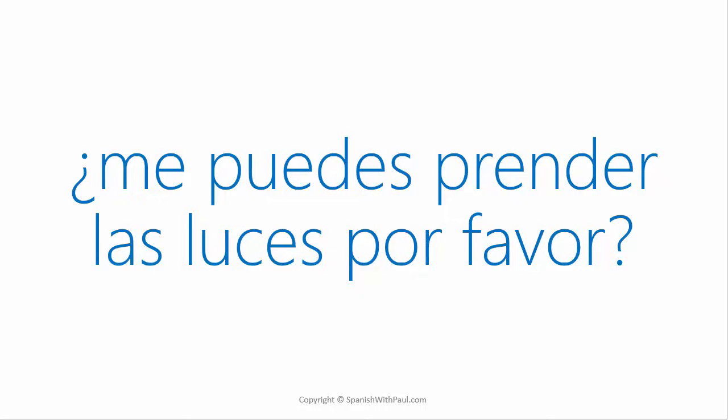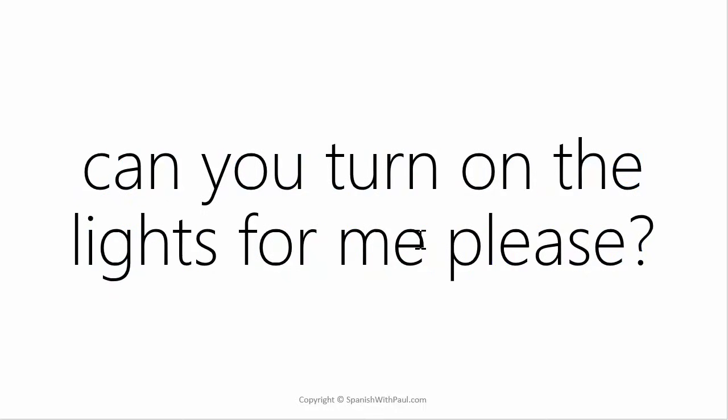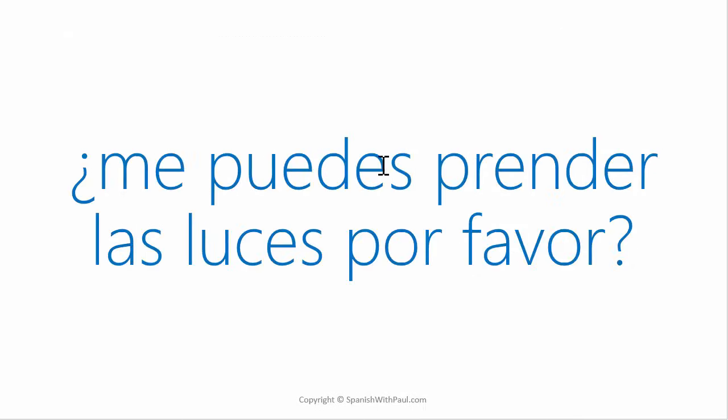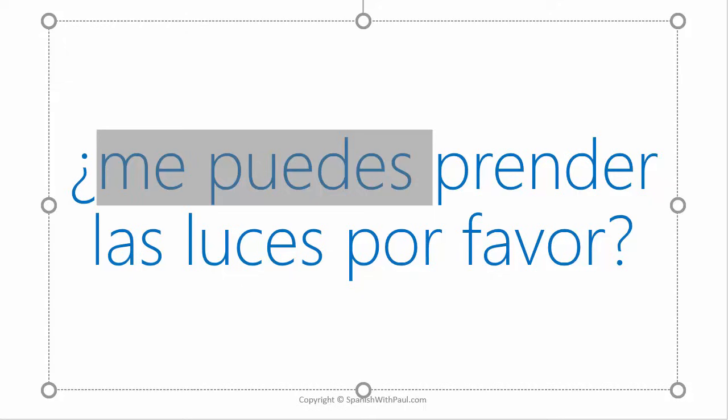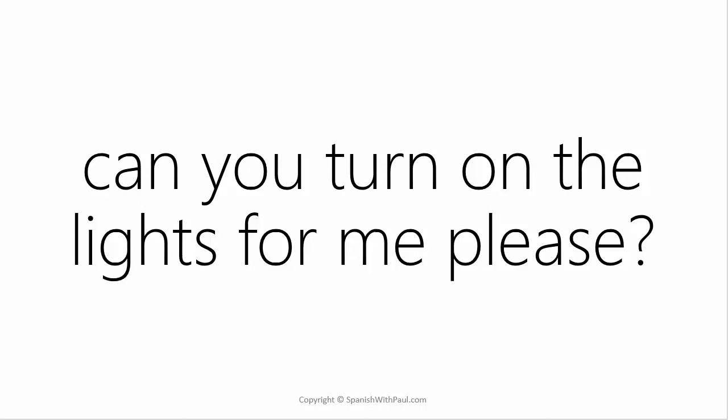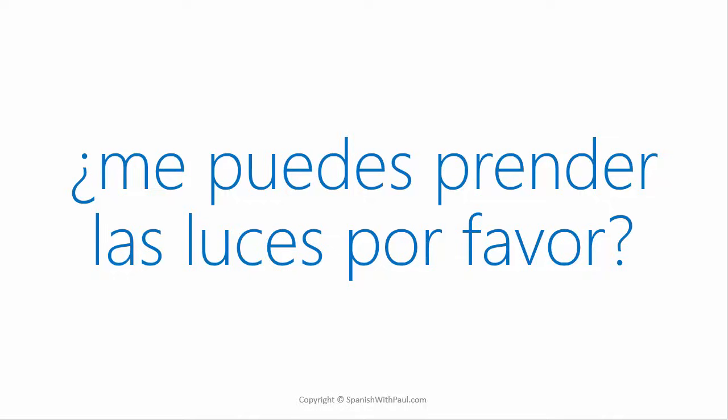You might be tempted to throw in para mí in this translation because we have it here in English, for me. But what's important to understand is that this phrase of me puedes is already doing that for you, because this is implying for me, can you? So the for me is already implied with me puedes. That's why we don't need to translate it literally as para mí. Instead, can you turn on the lights for me, or whatever else you want them to do, becomes me puedes prender las luces, por favor?